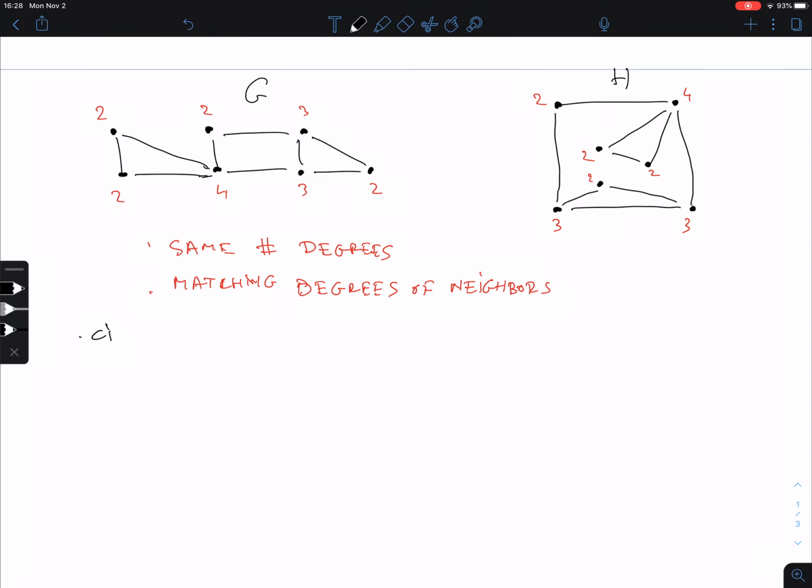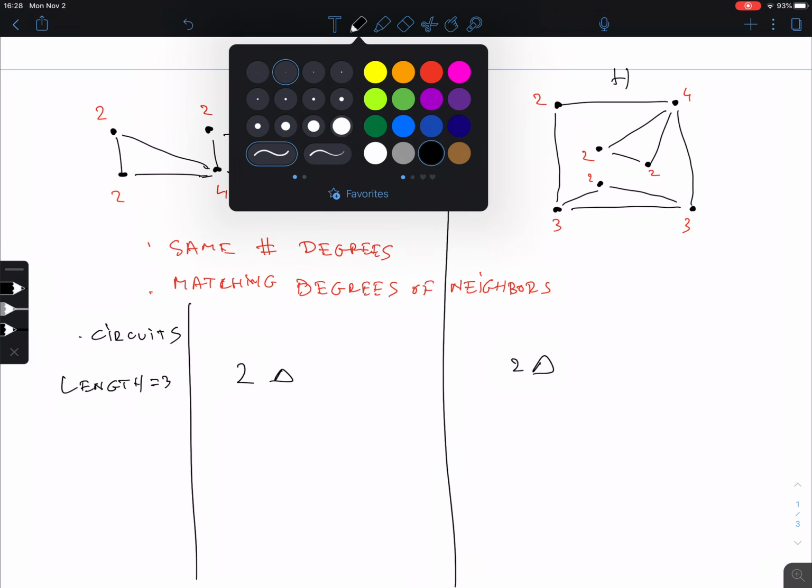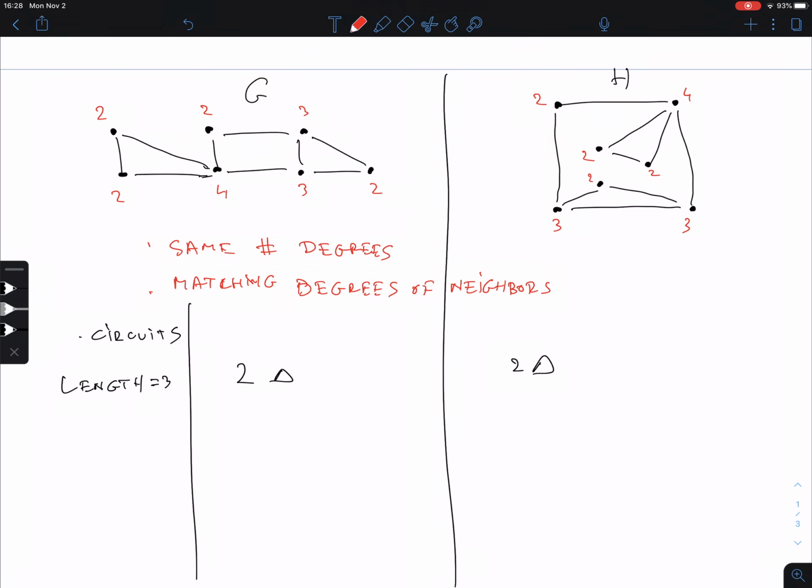So we're now looking at circuits. The length is 3. This is my G and this is my H. So here we have 2 triangles, right? And in here we also have 2 triangles. Now, since there are 2 of them, let's again list the degrees of these triangles. We have seen in the previous example that it's relevant information. So the 2 triangles, what are the degrees on them?